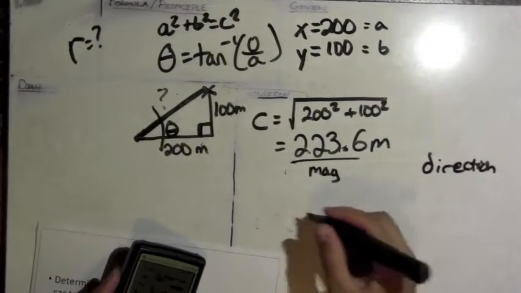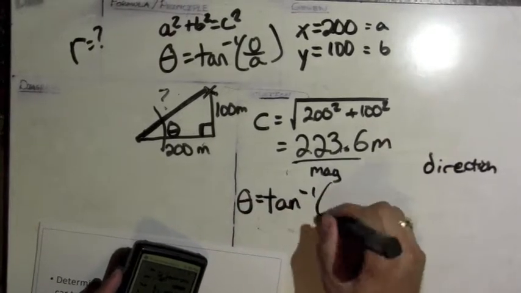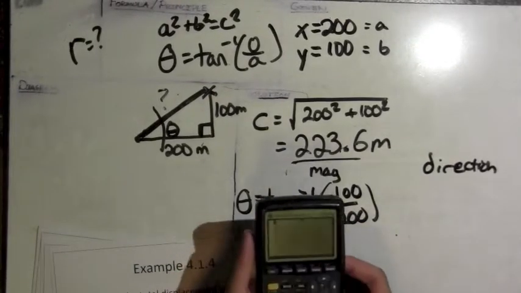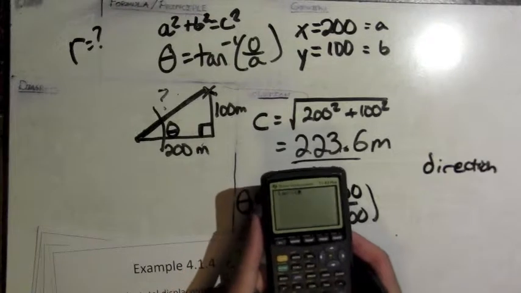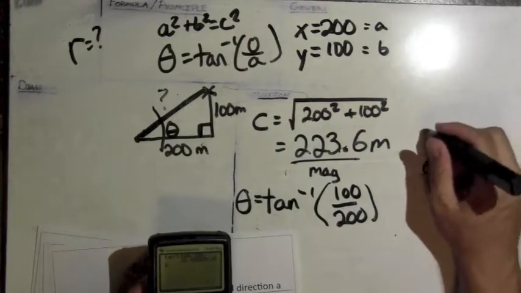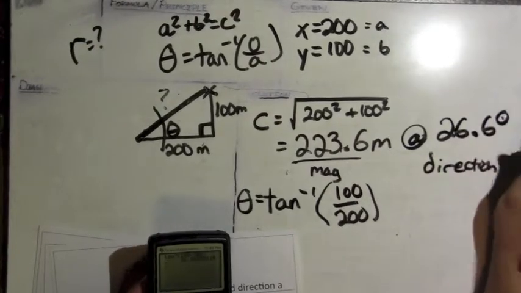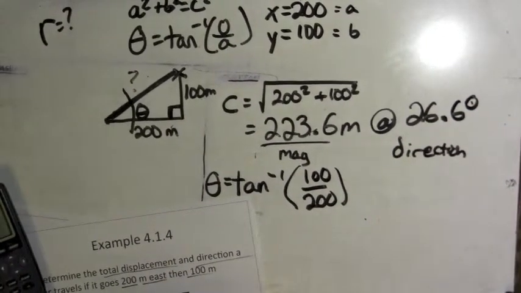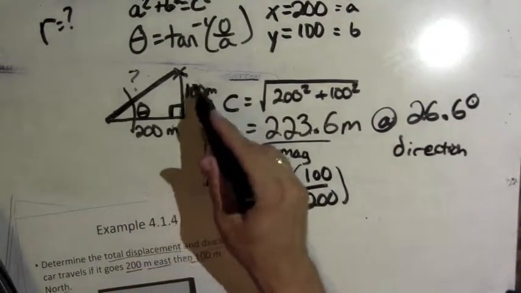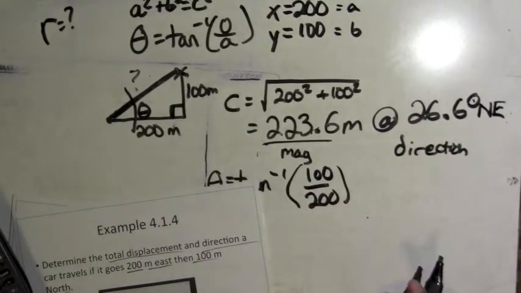So when I do this, I say the theta is equal to the inverse tangent of 100 over 200. When you do that, you have the inverse tangent of 100 divided by 200, and you get 26.6 degrees. Now, you'd also want to define this 26.6 degrees because it could be southeast, northeast, and so on. Since I have north, and since I have east, we want to go ahead and put an E there. So 26.6 degrees north of east.